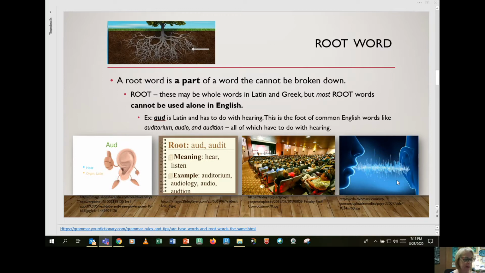So we have words that we make from it: audit, auditorium. You can see the pictures here. We have audio, sound, okay? And so audition, where you speak for something. So that's one. Now, there are always exceptions.